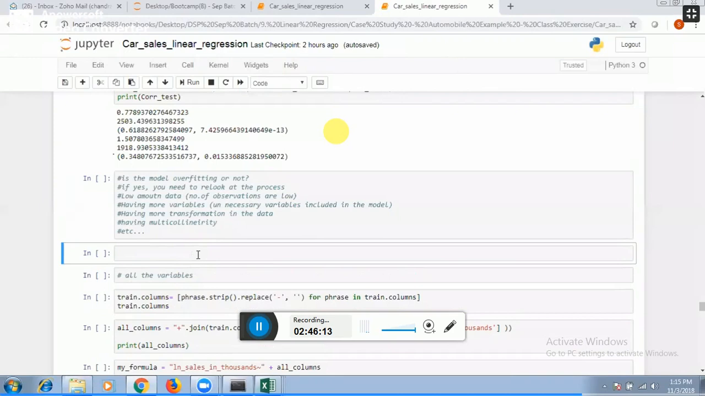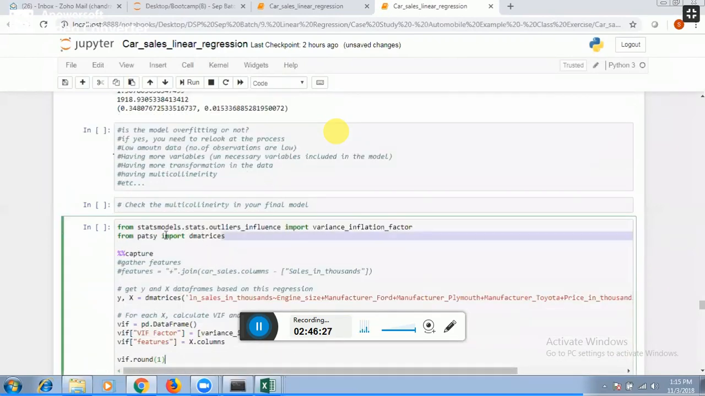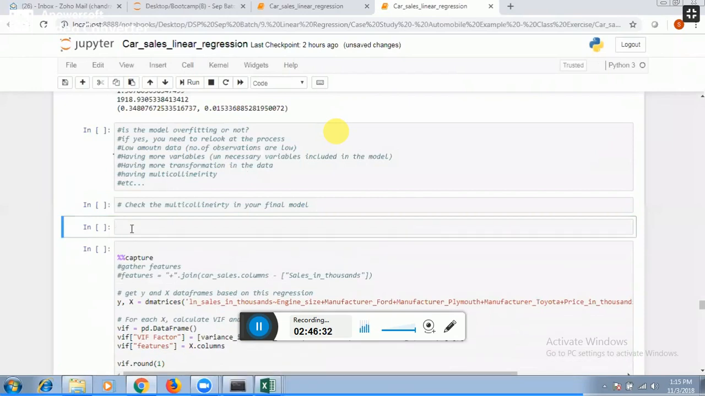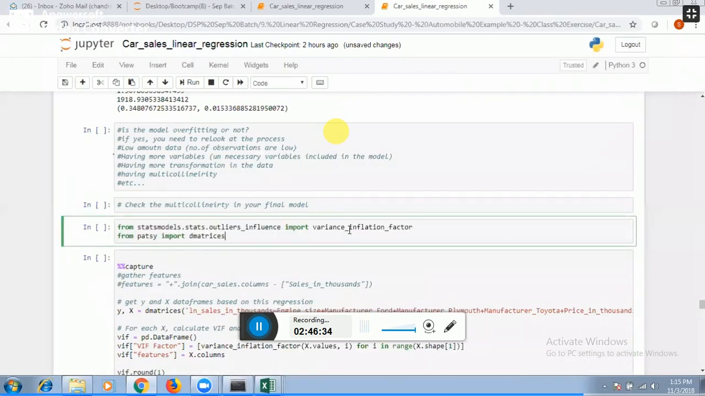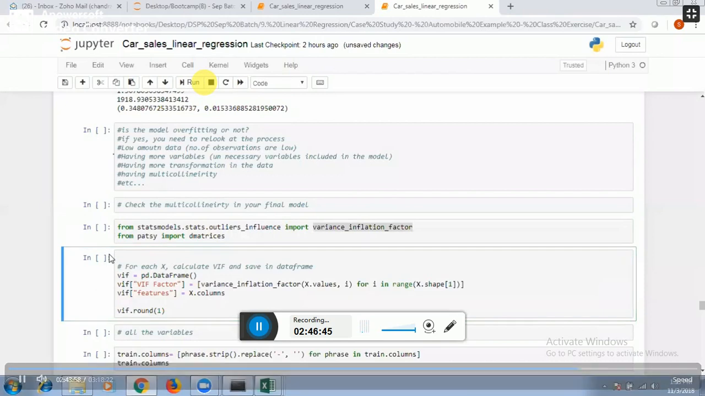Check the multicollinearity in your final model. How to check it? This is the place in statsmodels. There is a function called variance inflation. There is a module called variance inflation factor. Under that module, you have a variance inflation factor function, and using this, you can calculate the VIF value. So let me show you that.